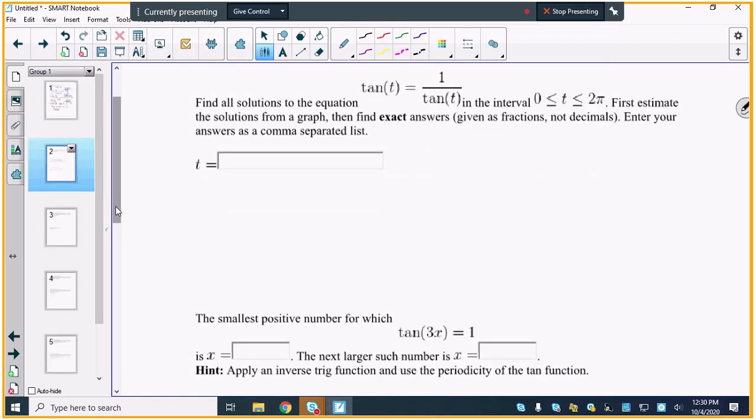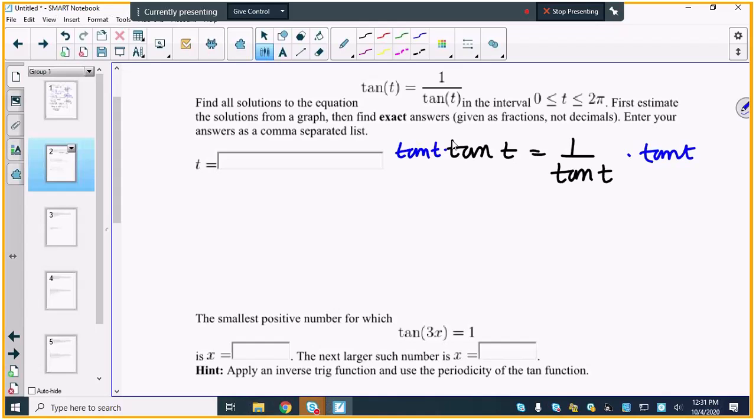Now we have tangent t equal to 1 over tangent t, and I want to know all solutions in the interval of 0 to 2 pi. It says, first estimate the solution from a graph, then find the exact answers. Enter your answers in a comma-separated list. So I do not need to know all the solutions, only the solutions between 0 and 2 pi. So let's start with the equation, tangent t equal to 1 over tangent t. I want to get tangent t by itself, so I'm going to multiply by tangent t on both sides so that I can get rid of the tangent t from the bottom.